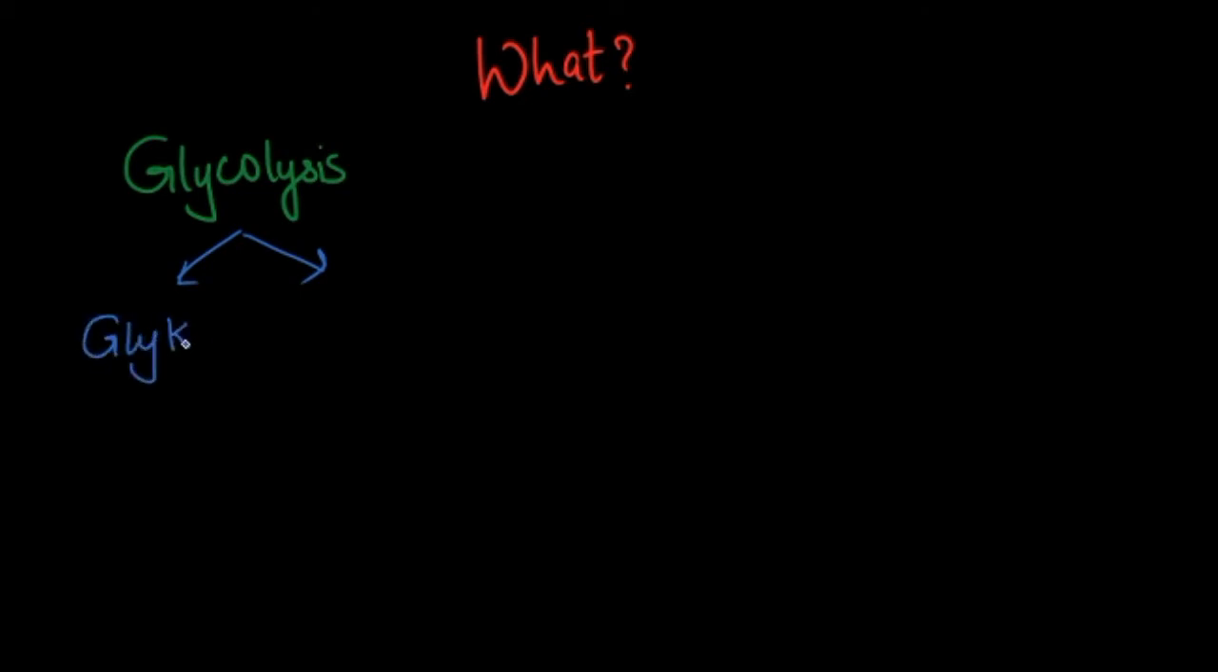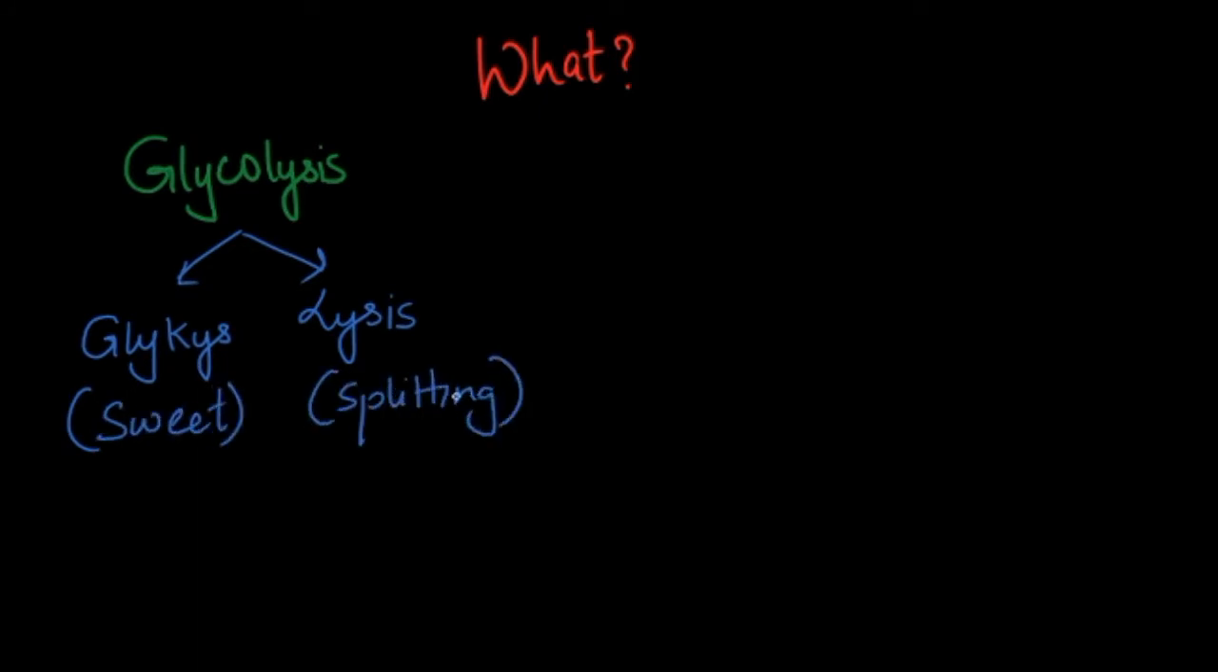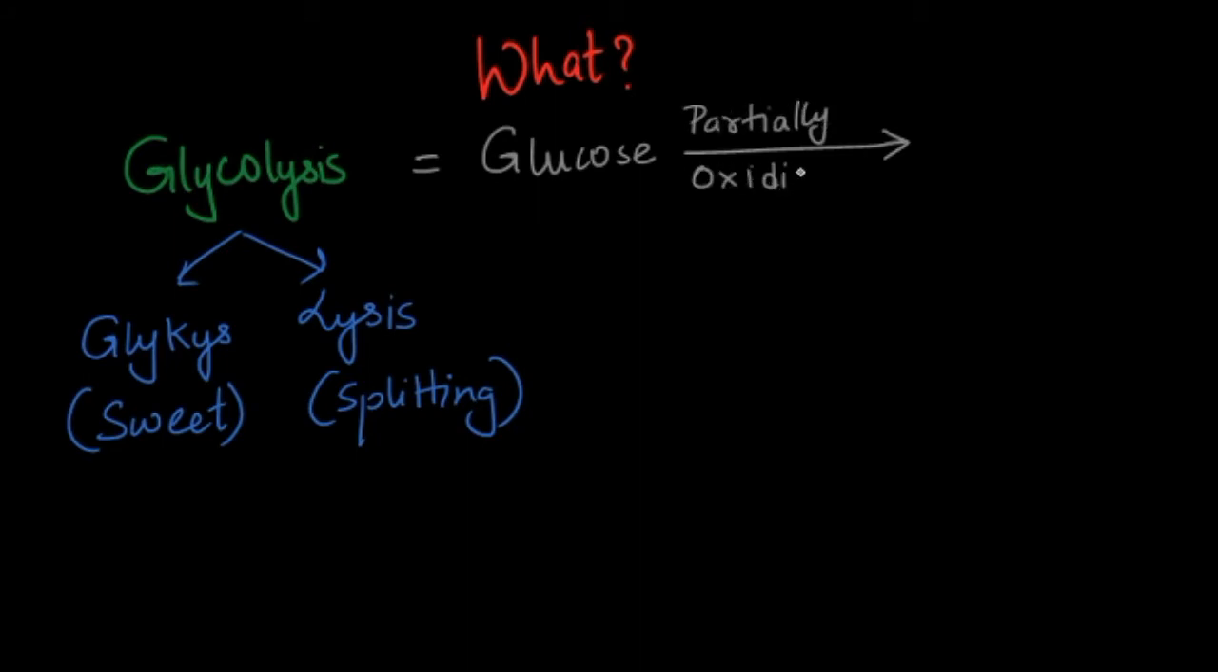So what is glycolysis exactly? Glycolysis has originated from two Greek words, glyco and lysis, where glyco means sweet and lysis means splitting. That involves the breakdown of sugar, or the process in which one glucose is partially oxidized into 2 moles of pyruvate in a series of enzymatic catalyzed reactions.